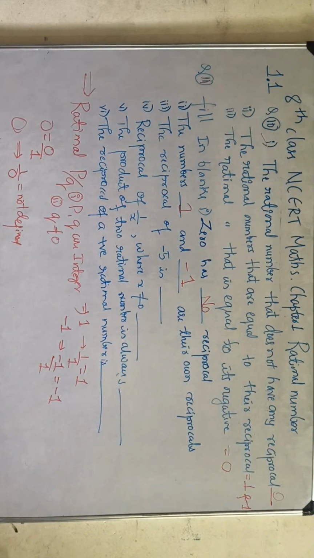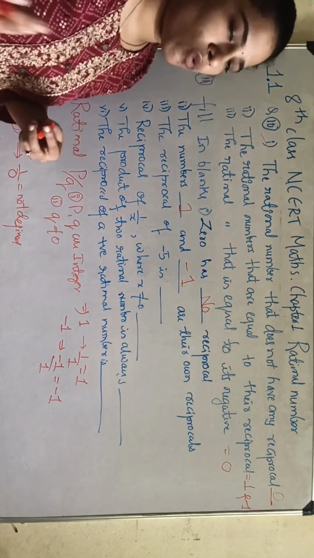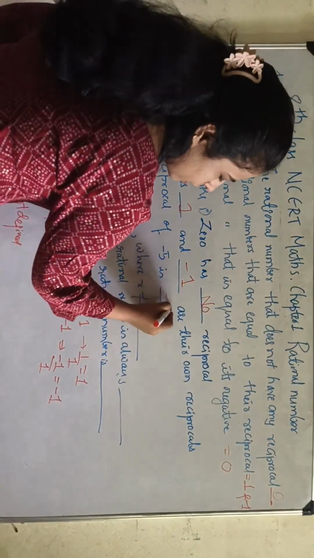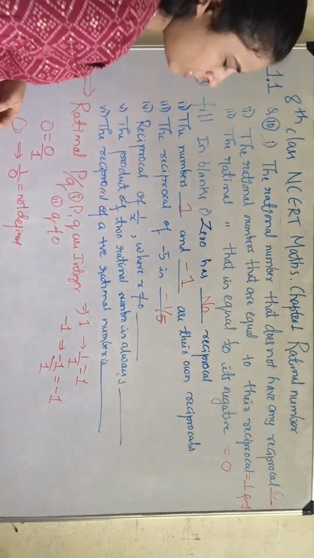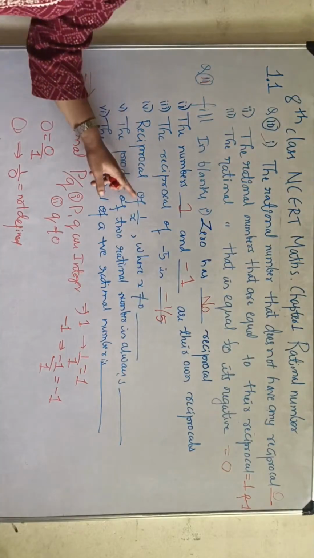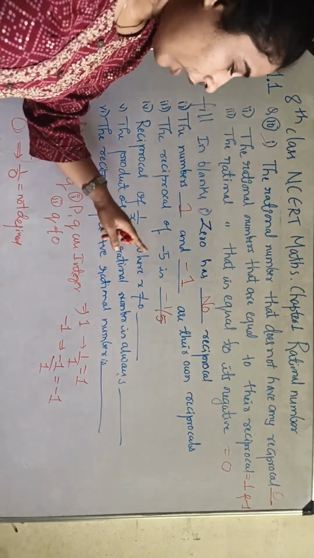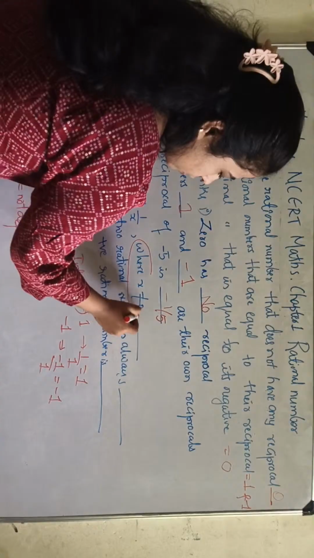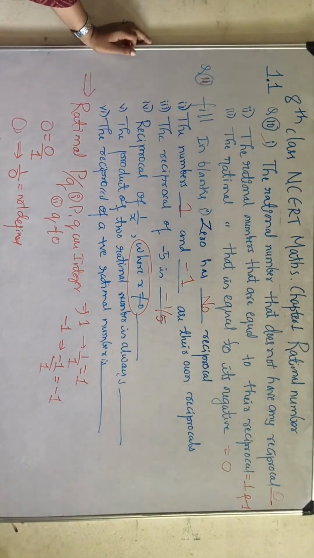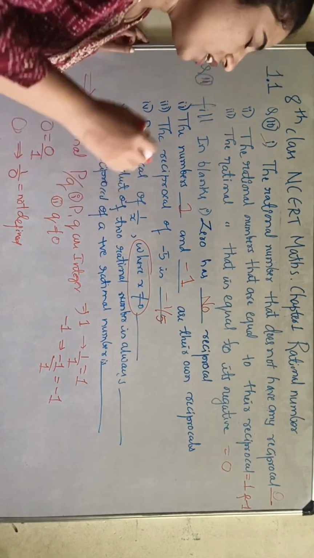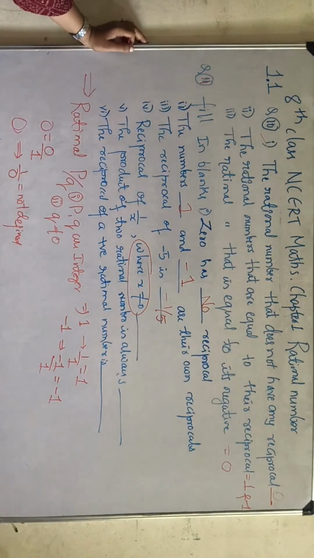And the next one, the reciprocal of minus 5 is what? The reciprocal of minus 5 is minus 1 by 5. This is very, very simple. And the reciprocal of 1 by x. Here, why did they mention x is not equal to 0? In math, the denominator can't be 0. If it is 1 by 0, it is not defined.